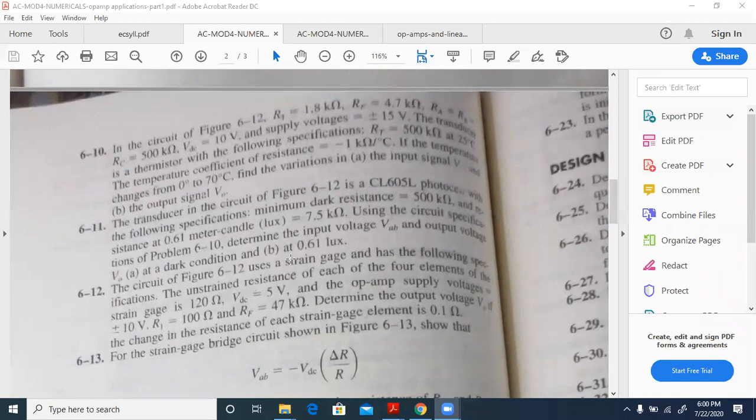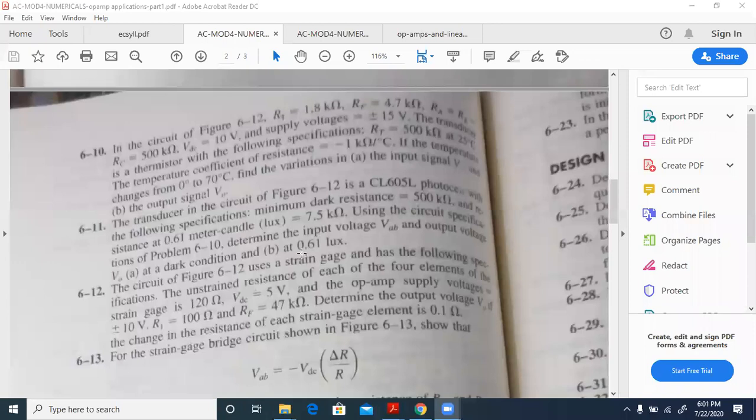So now at the second part, in the first part, VAB and V0 both will be equal to 0 because the resistor is remaining at 500, which will have a balanced bridge. So because of the balanced bridge, VAB will be 0. V0 is equal to VAB into minus RF by R1, which also will be equal to 0.